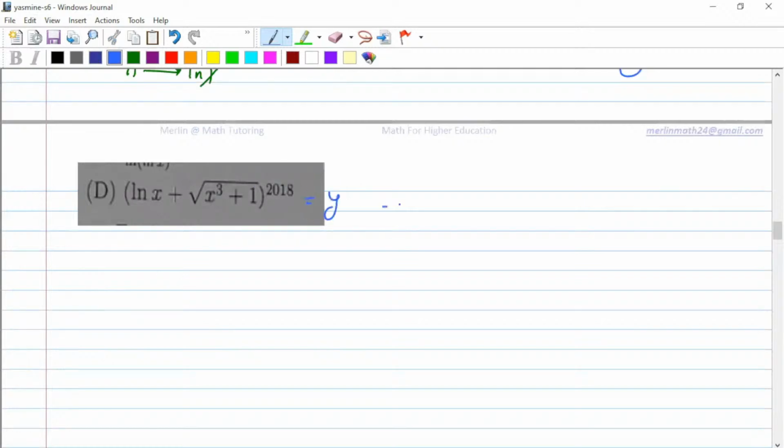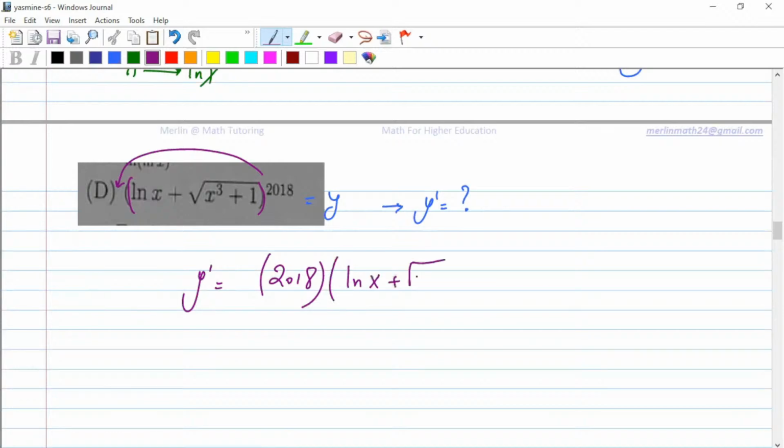Again, if you call this a y, so how much is y prime? Which rule do you apply? Chain rule. Okay, you start. This is all to the power, so 2018 goes to the front. So y prime would be 2018. What do you do next? Copy ln plus to the power how much? 2017. Yeah, you subtract the 1. Now chain rule, times the derivative.